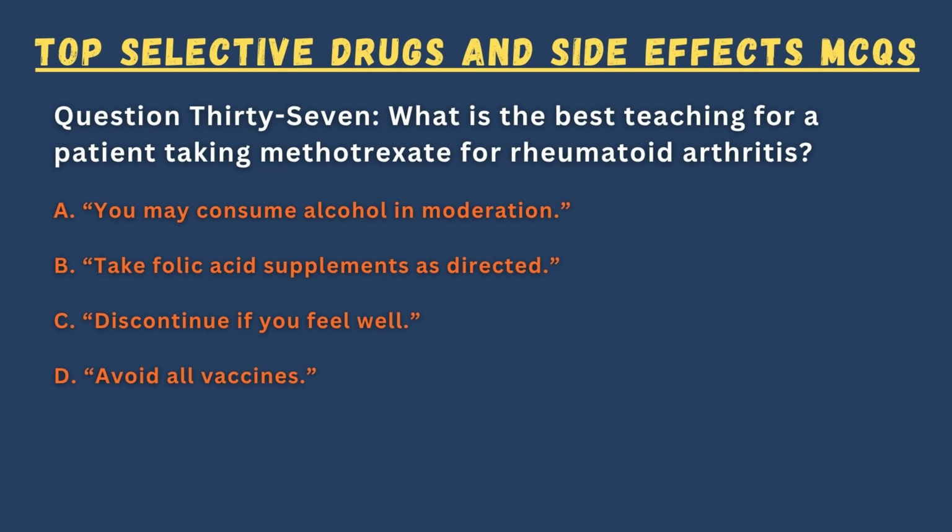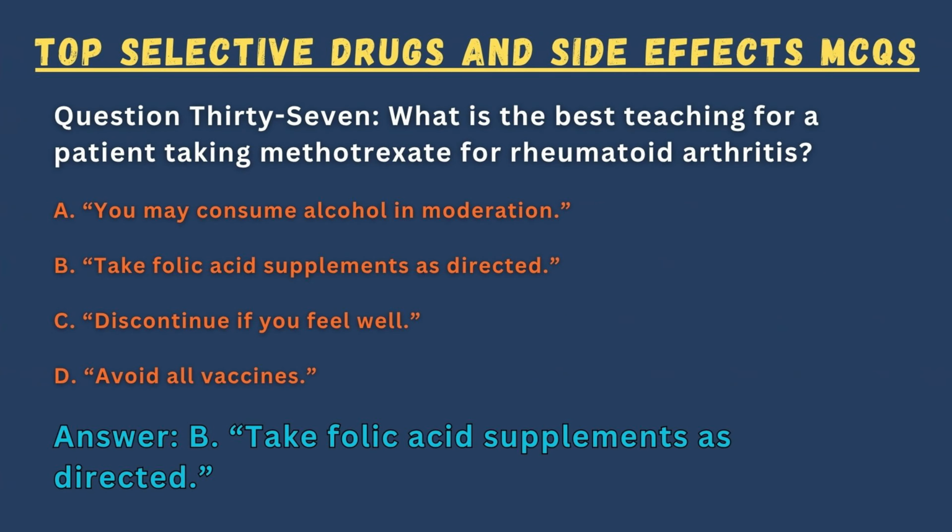Question 37. What is the best teaching for a patient taking methotrexate for rheumatoid arthritis? A. You may consume alcohol in moderation. B. Take folic acid supplements as directed. C. Discontinue if you feel well. D. Avoid all vaccines. Answer: B. Take folic acid supplements as directed.